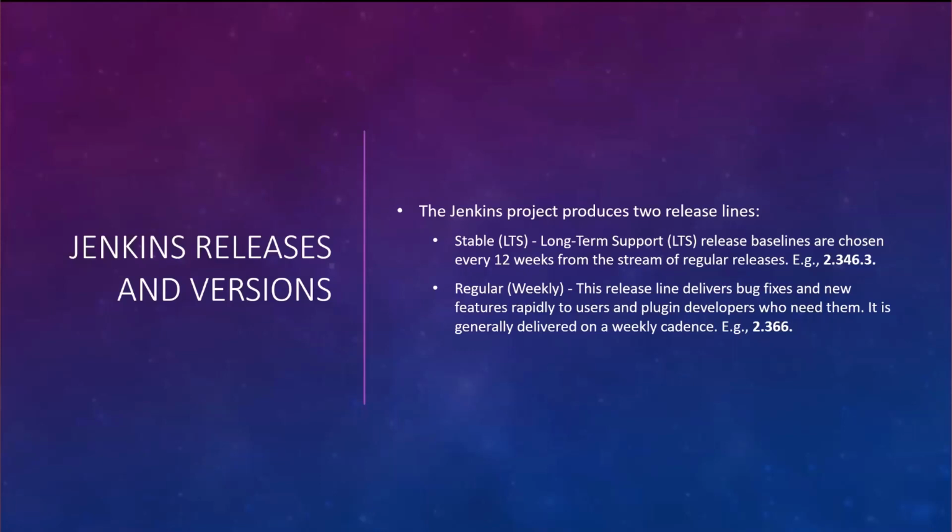The long-term support release line is created from these regular weekly ones. But here, a new baseline is chosen every 12 weeks, and then there is a lot of process to make sure that it is stable and bug-free. It has a naming convention of 2.346.3. Whenever you are learning, you are free to use any of these versions. Most people use the regular weekly ones, but organizations generally use the long-term supported release baseline.